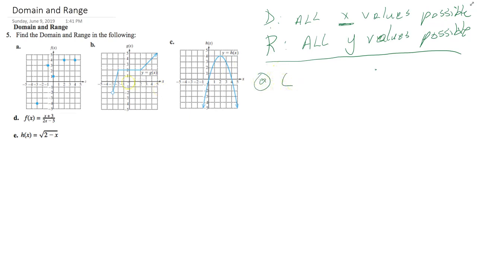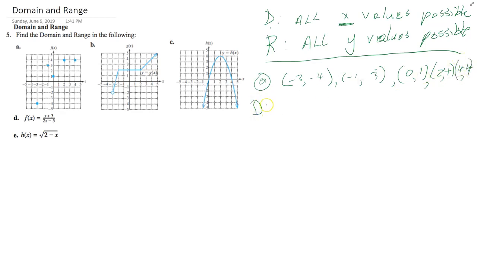So we write out negative 3, negative 4, negative 1, 3, 0, 1, 2, 4, and 4, 4. So that's all the points, right?